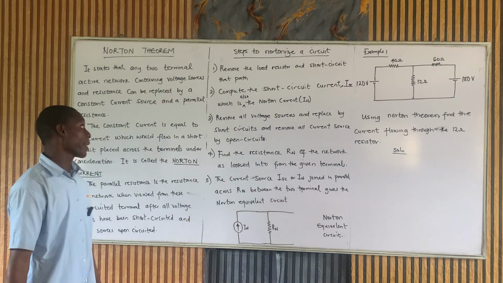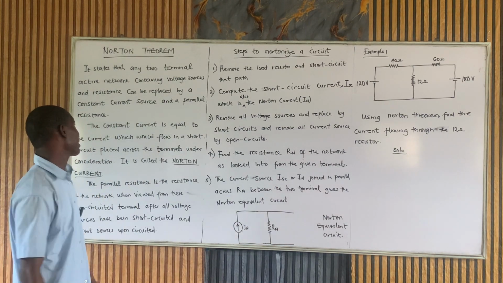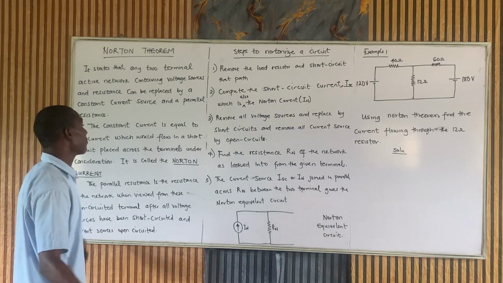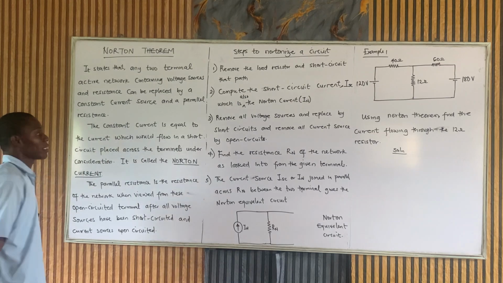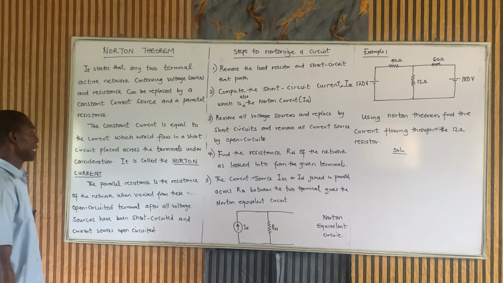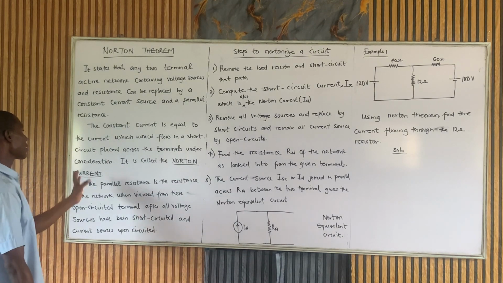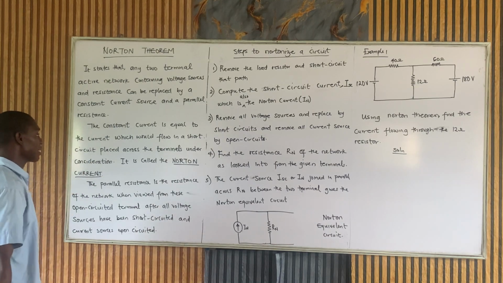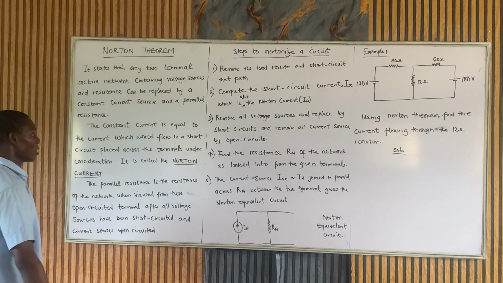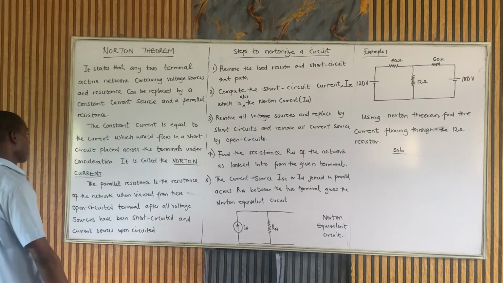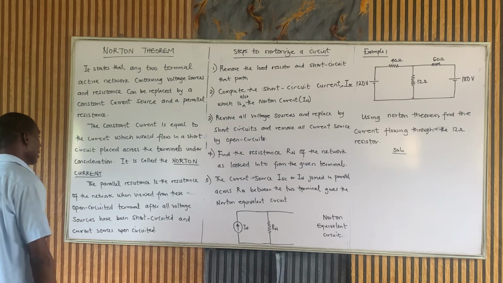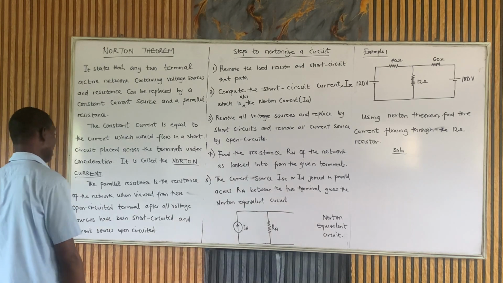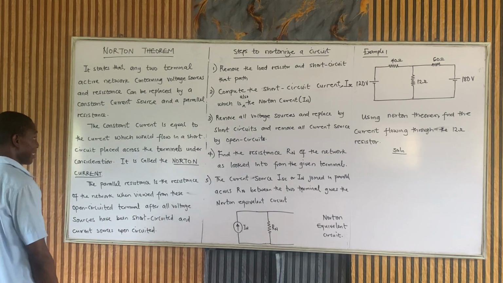Norton theorem states that any two-terminal active network containing voltage sources and resistance can be replaced by a constant current source and a parallel resistance. This constant current source is what we call the Norton current, or the short circuit current.